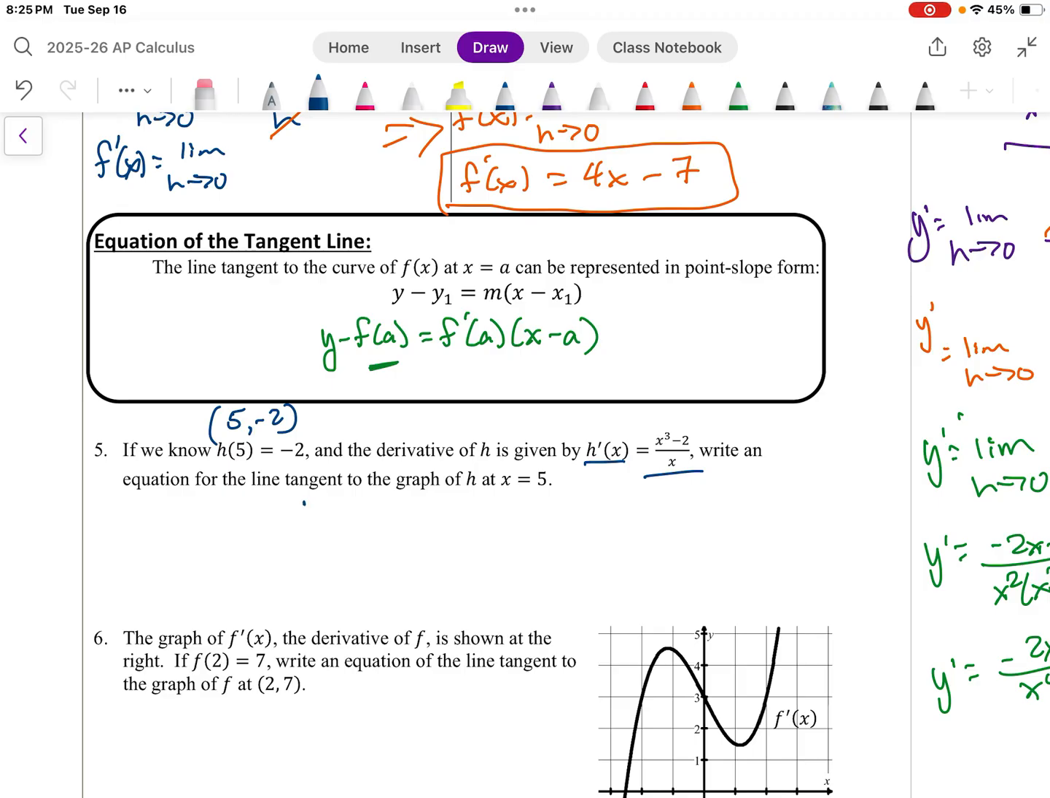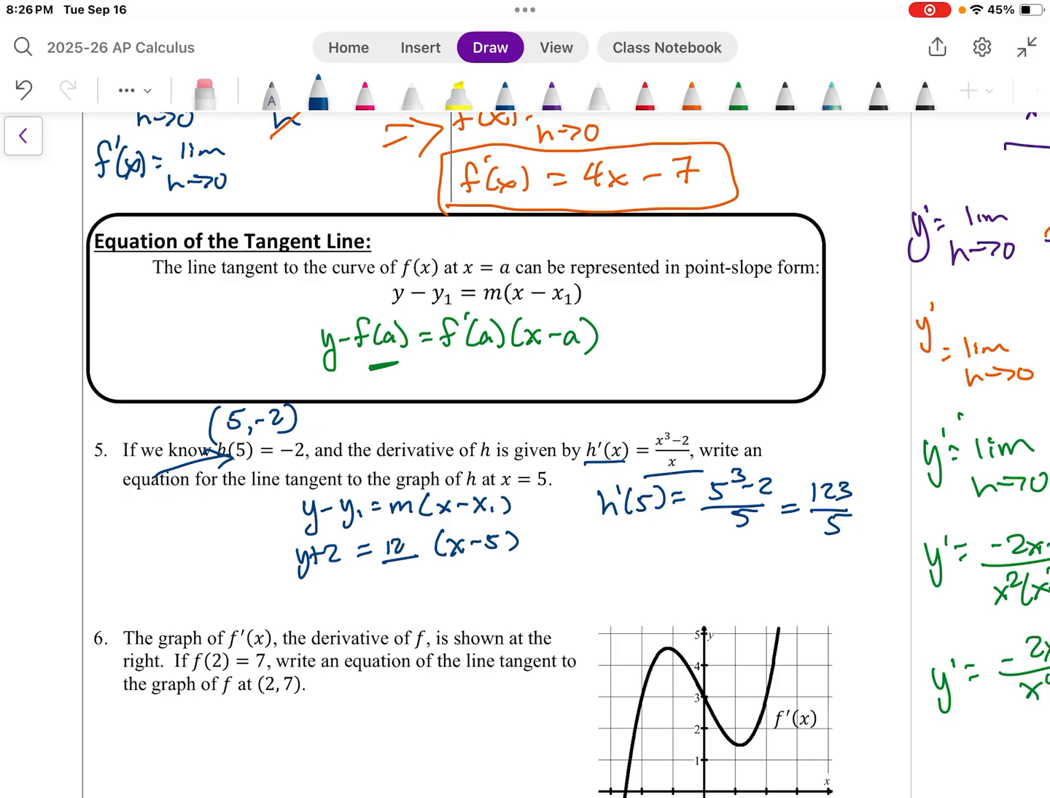So we want to fill in our point slope formula. Right now we know that it's y plus 2 equals something times x minus 5, because they tell us in the statement what point we're going through. Now I just have to find my slope at 5. They gave me the derivative, so I need h prime of 5 numerically. So 5 cubed minus 2 over 5 would be 123 divided by 5.